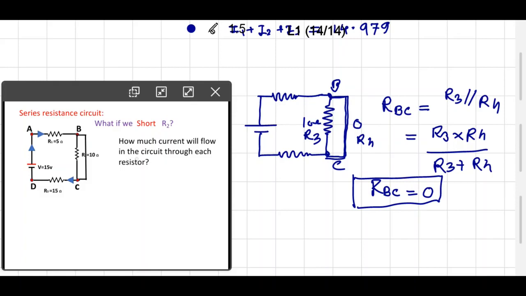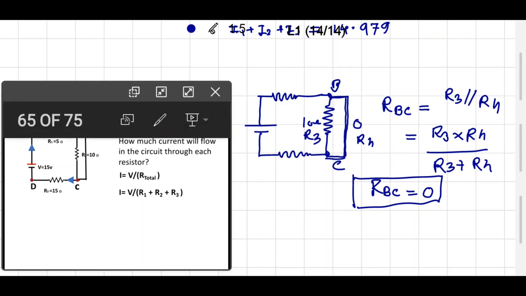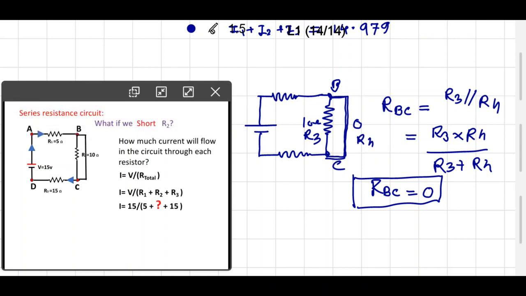So how much current will flow in the circuit through each resistance? In the earlier case, the total resistance is 5 plus 10 plus 15, which is equal to 30 ohm, and the voltage is V. So the total current I is equal to V upon R1 plus R2 plus R3, and in the presence of this R2, it is equal to 15 divided by 30.